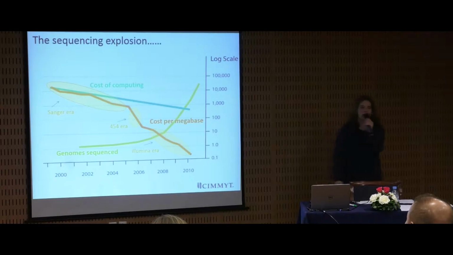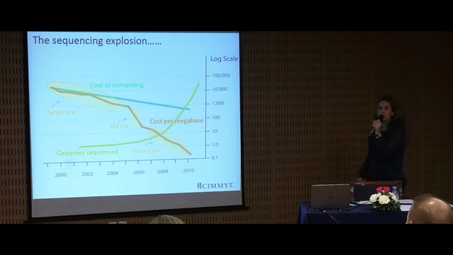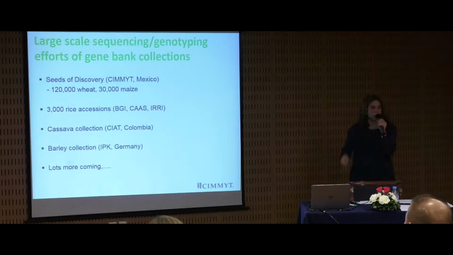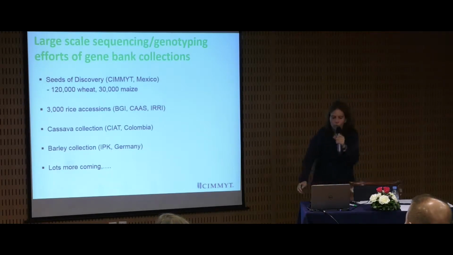So just as Ben said this morning, there was recently, or a decade before, a sequencing explosion. So we all know that genotype sequencing is getting cheaper and we have more and more information. And this also now leads to the idea of using large-scale sequencing for genotyping efforts in gene bank collections. And there are a number of projects initiated worldwide. So our Seeds of Discovery project is one. I think in wheat they have genotyped up to 50,000 accessions. In maize, I'm not sure, around 30,000. There's a project on rice, cassava, and the Germans, I think they have now genotyped their entire barley population.